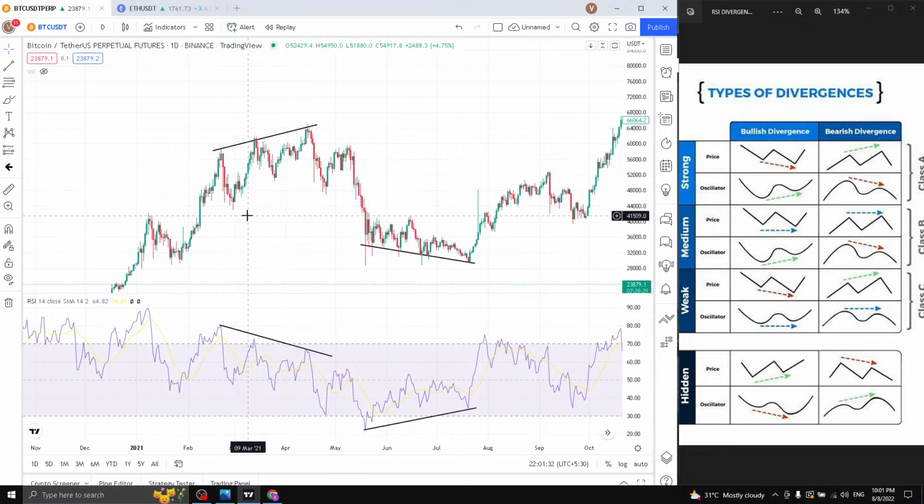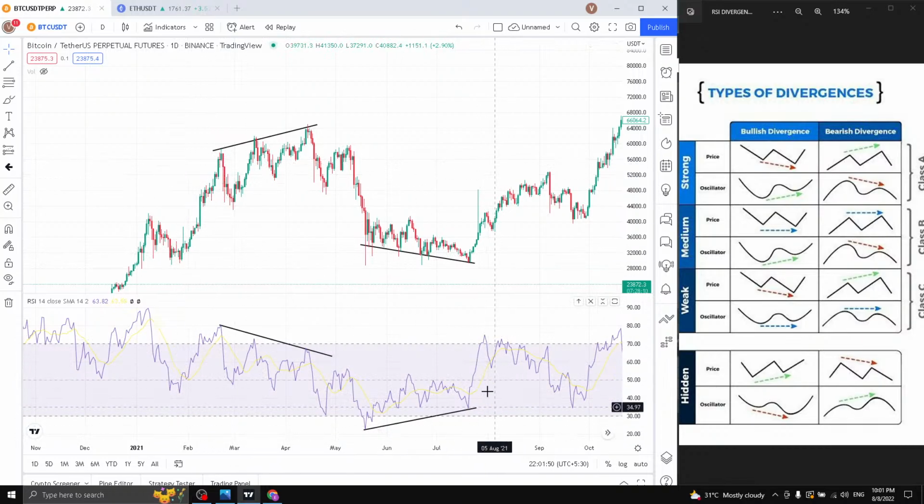So RSI is basically an indicator. It is to be used as a confluence. You cannot use just RSI to set up your own trades. It is basically used to understand oversold and overbought market conditions.